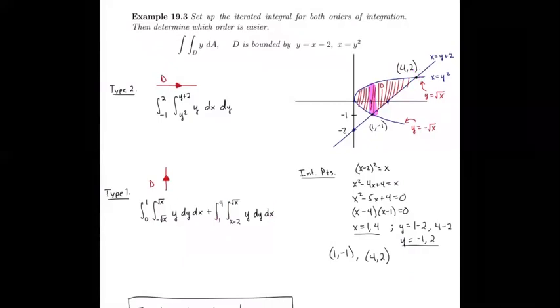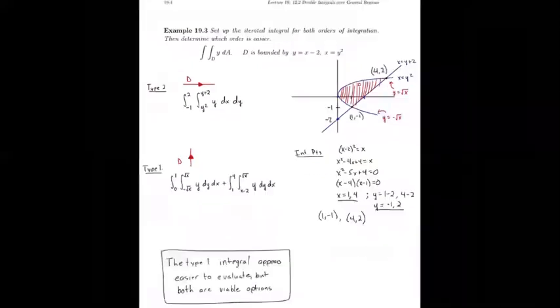And I think it's fairly obvious that only having to evaluate a single integral is preferred to evaluating two different integrals. So of course, the type 2 version is the easier situation. Now, of course, they both remain viable options.